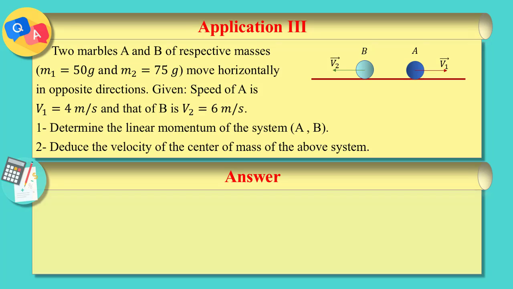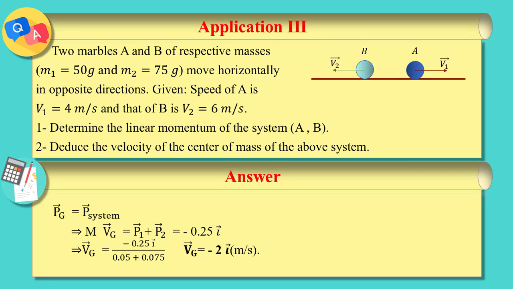Deduce the velocity of the center of mass of the above system. Pg equals p of the system. So write instead of pg, m Vg equals p of the system, and p of the system is found to be minus 0.25 i. The mass of the system is the addition of 0.05 plus 0.075, and by calculation you can find Vg vector as minus 2i, of course in meters per second.